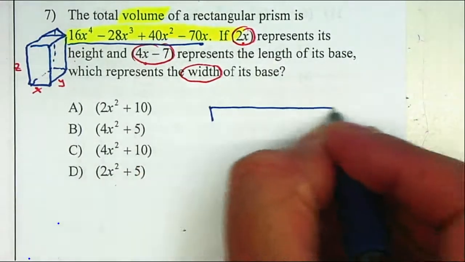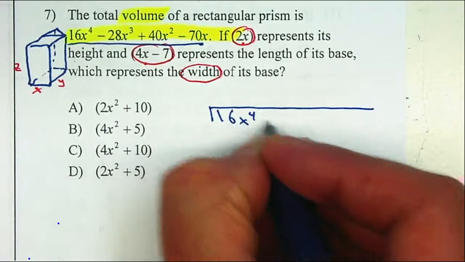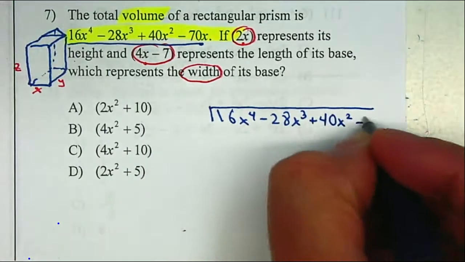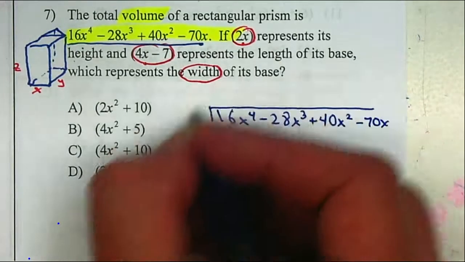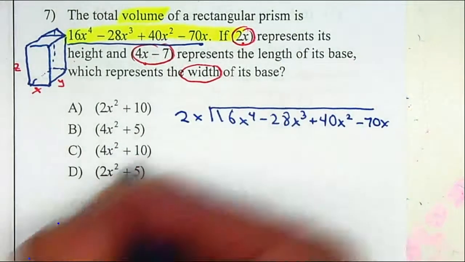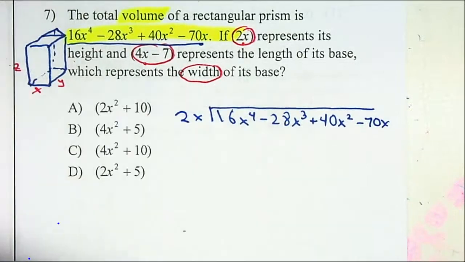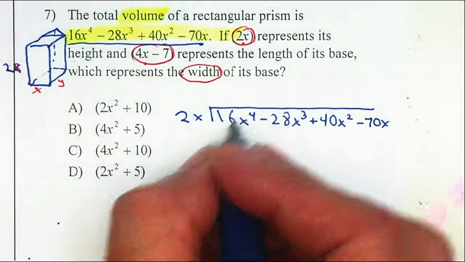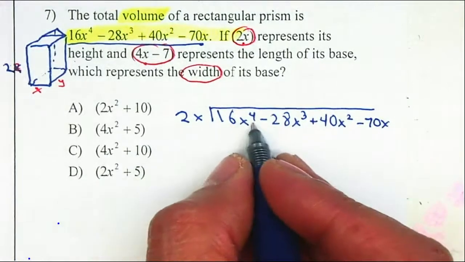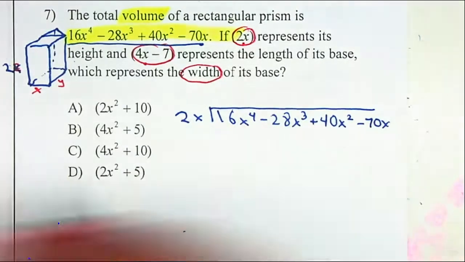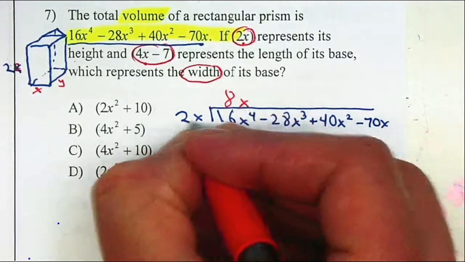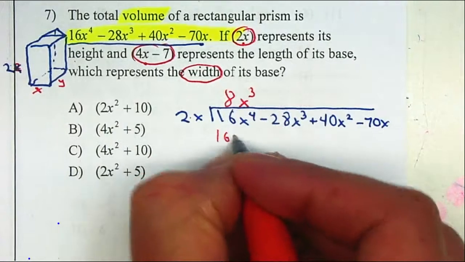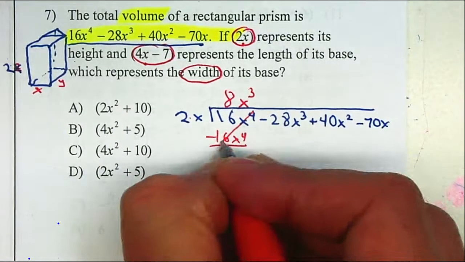We're going to take the volume that's given to us, which will be 16x to the 4th minus 28x to the 3rd plus 40x squared minus 70x. We're going to divide by the height of the prism, which is 2x. What's left behind? Well, what do I need to multiply 2x by to get 16x to the 4th? That will be 8x to the 3rd. If you multiply, it gives you 16x to the 4th. Change your signs and it cancels.